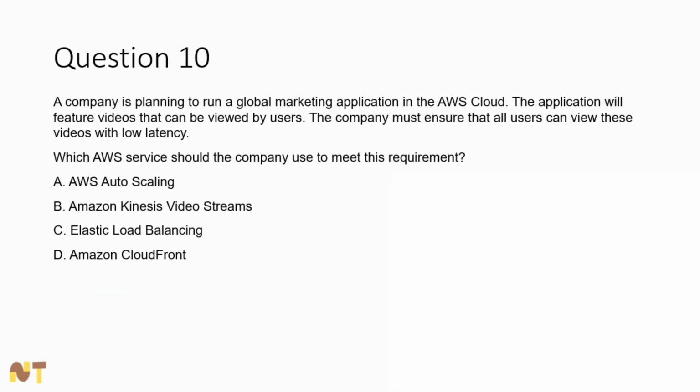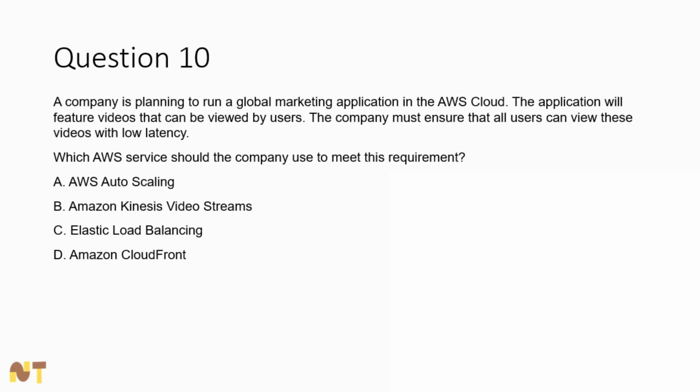Moving on to the next question. A company is planning to run a global marketing application in the AWS Cloud. The application will feature videos that can be viewed by users. The company must ensure that all users can view these videos with low latency. Which AWS service should the company use to meet this requirement? Options are AWS Auto Scaling, Amazon Kinesis Video Streams, Elastic Load Balancing, and Amazon CloudFront.